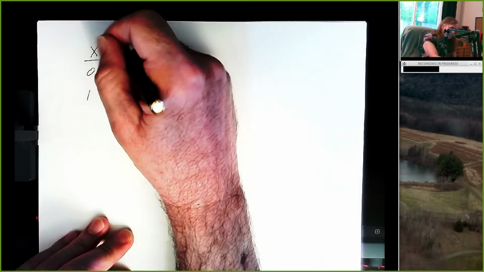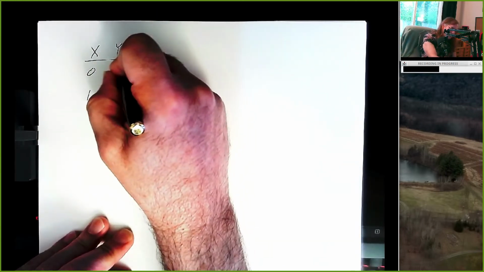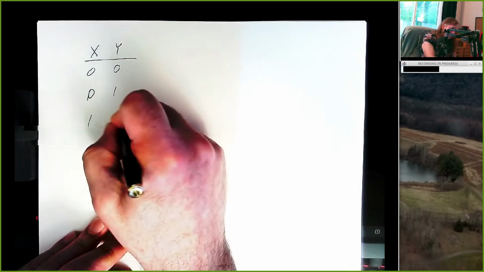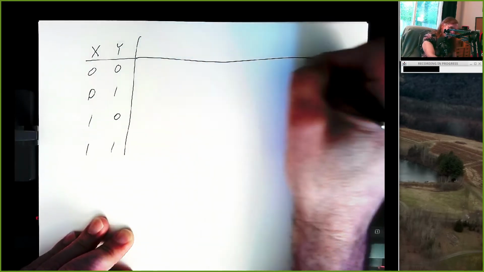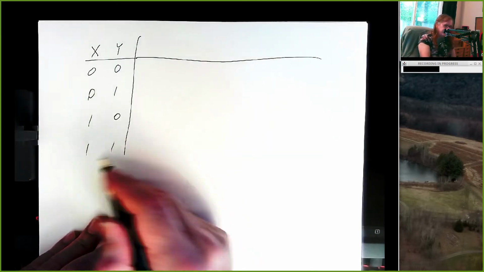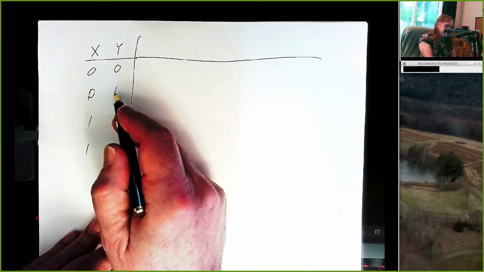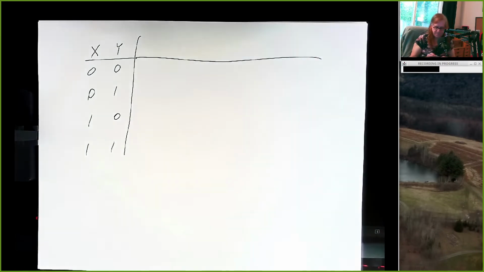So yeah, let's think about two variables. Let's have an x and a y. And if you have two variables, there's 4 possibilities. Both of those could be 0, both of them could be 1, or one could be 0 and the other could be 1.